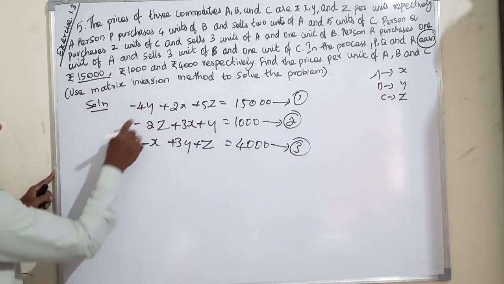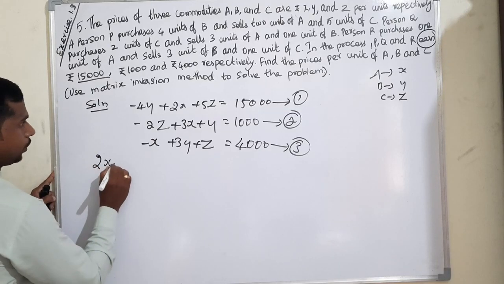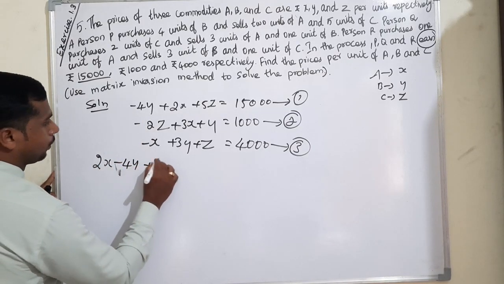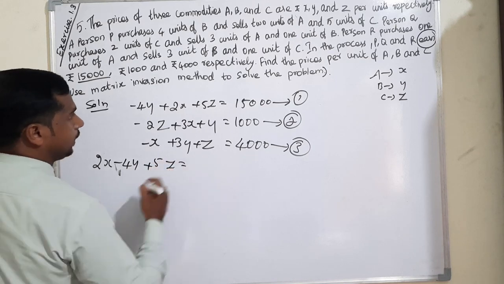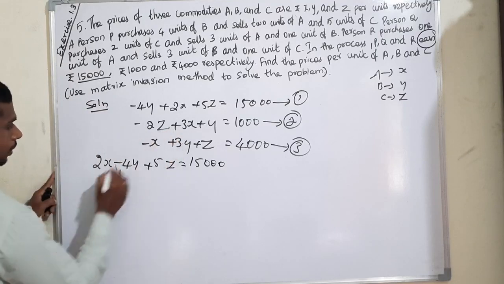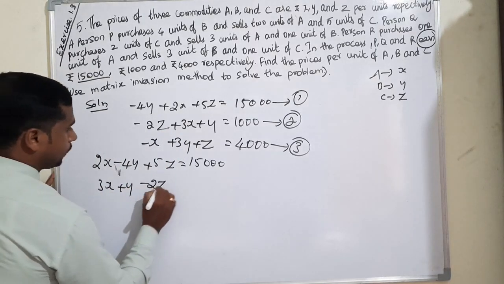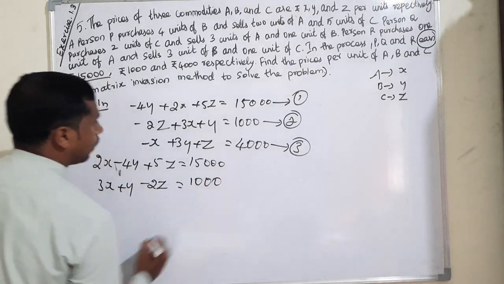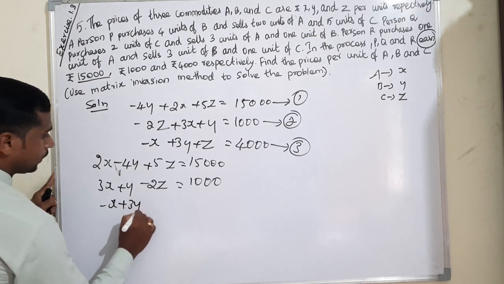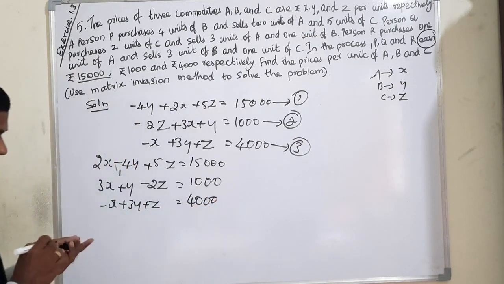First rearrange it in x, y, z order. So the first equation: 2x minus 4y plus 5z is equal to 15,000. Next one, 3x plus y minus 2z is equal to 1000. Third equation, minus x plus 3y plus z is equal to 4000.